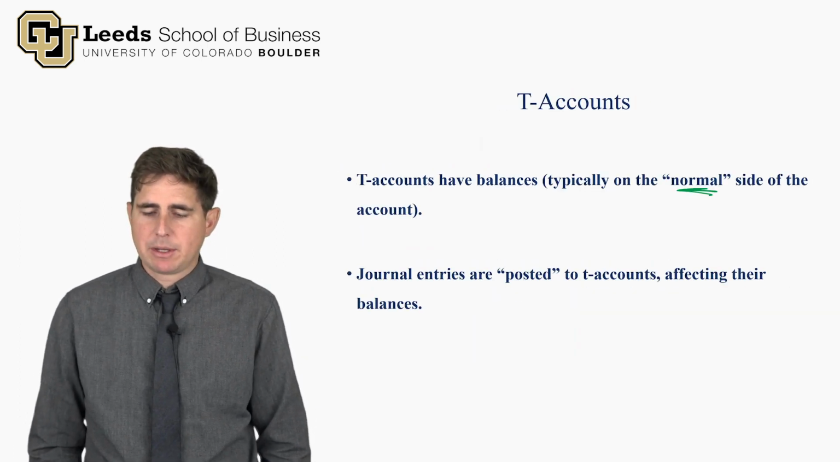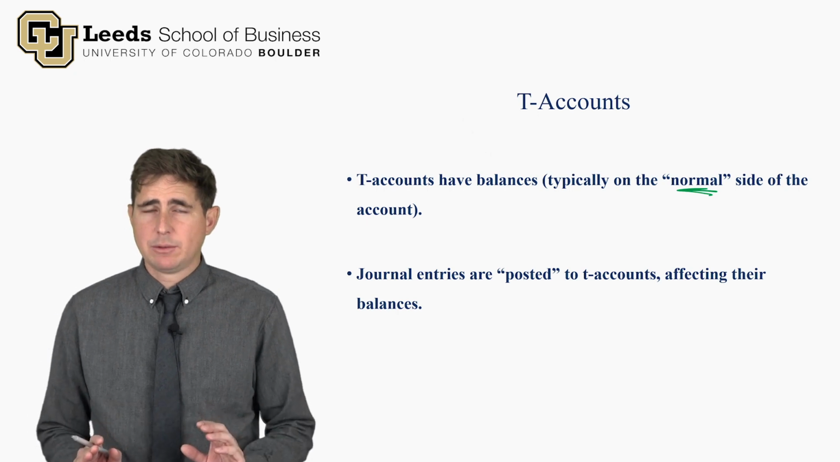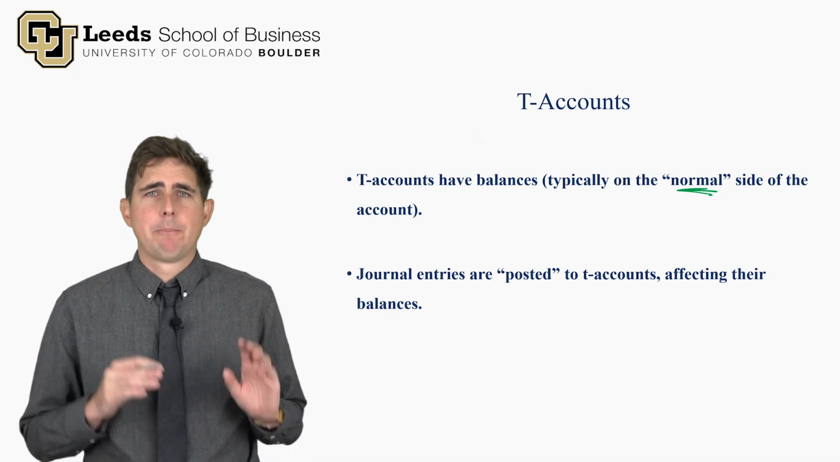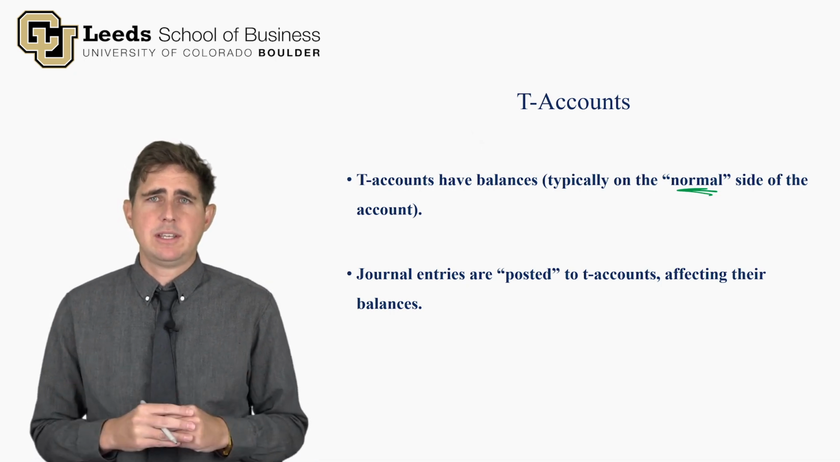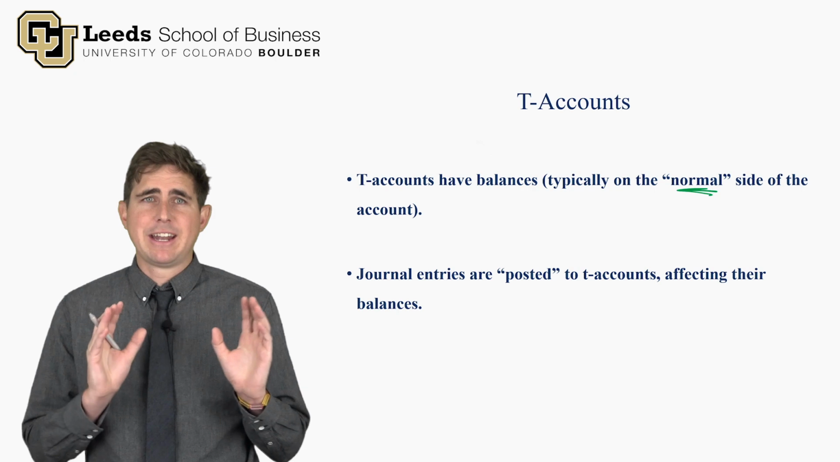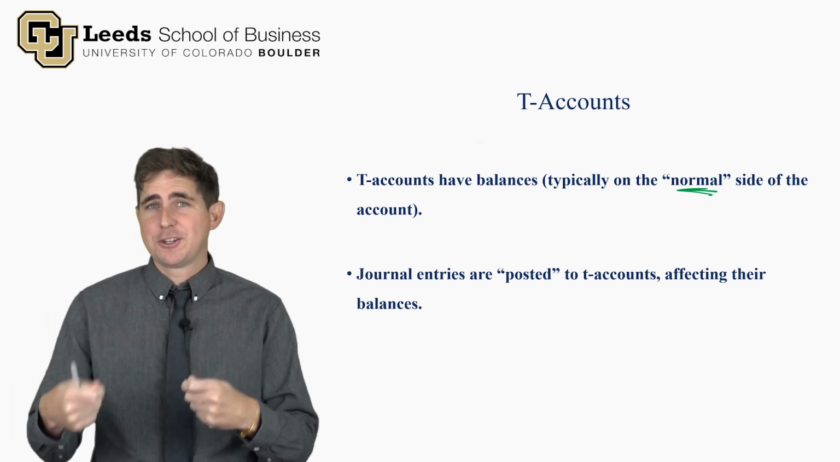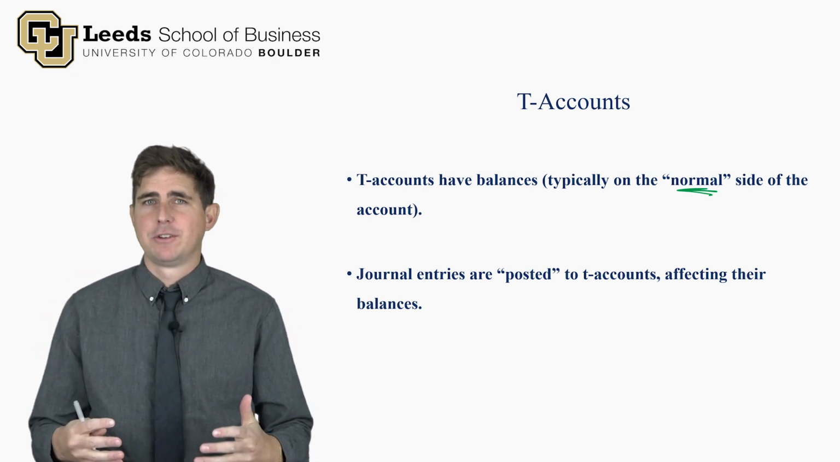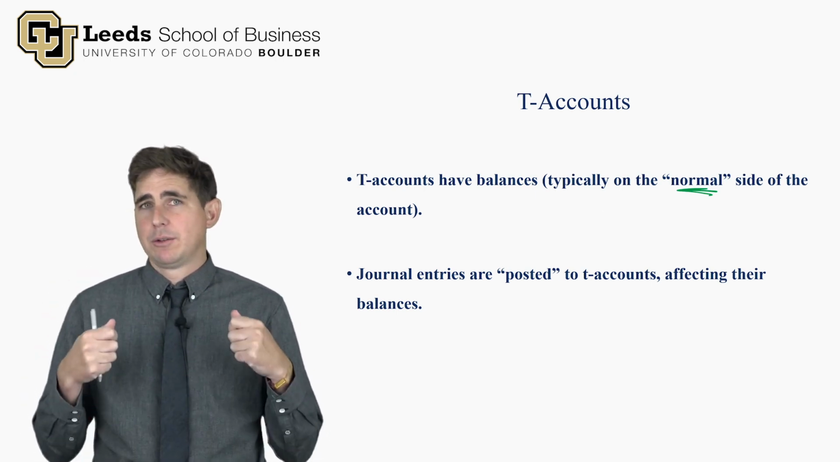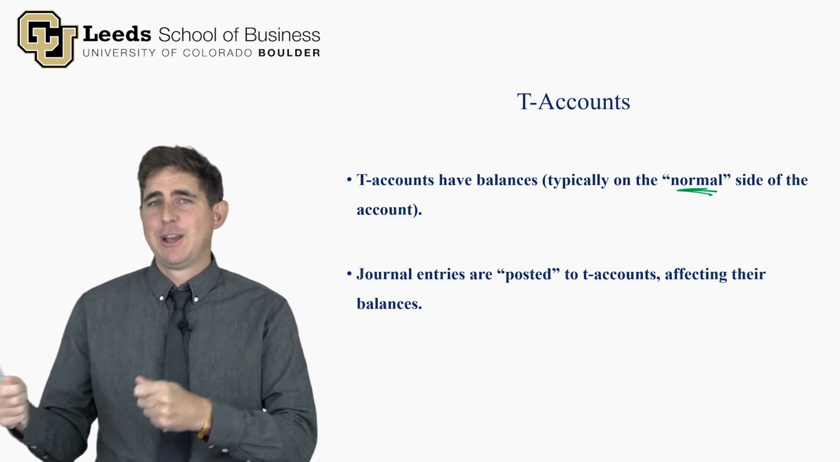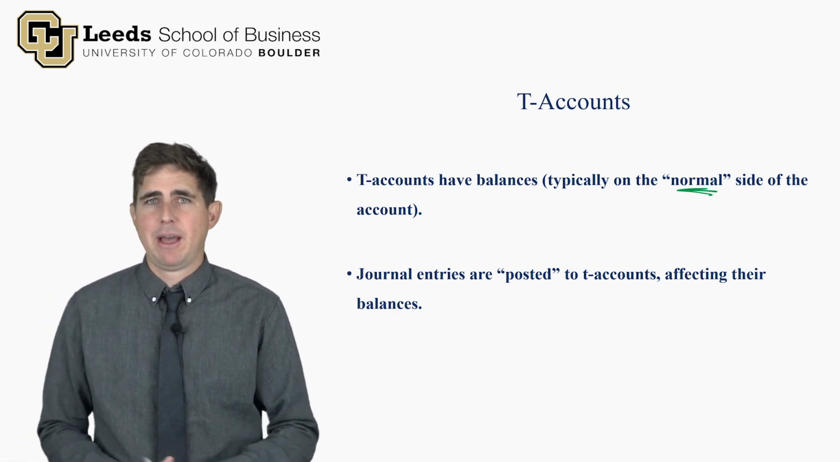So T accounts typically have a balance on the normal side of the account, and those journal entries that we just talked about on the previous slide are posted. It's called posted to these T accounts. And once they are, they can affect the balance. So if a T account has a debit balance and you post an additional debit, well, now it'll have a larger debit balance. If a T account has a debit balance and you post a journal entry with a credit, well, now that's going to reduce the debit balance of that T account.